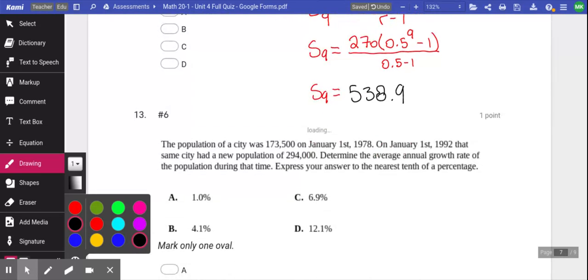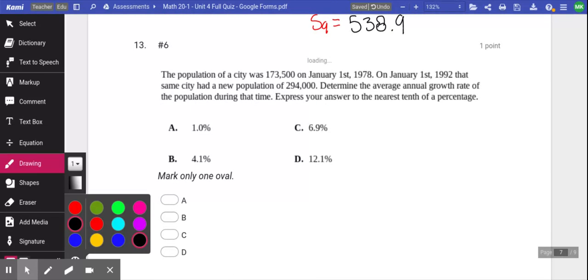Awesome. Number 6. The population of a city was 173,500 on January 1st, 1978. On January 1st, 1992, that same city had a new population of 294,000. Determine the average annual growth rate, so I'm looking for R, of the population during that time. Express your answer to the nearest tenth of a percentage.